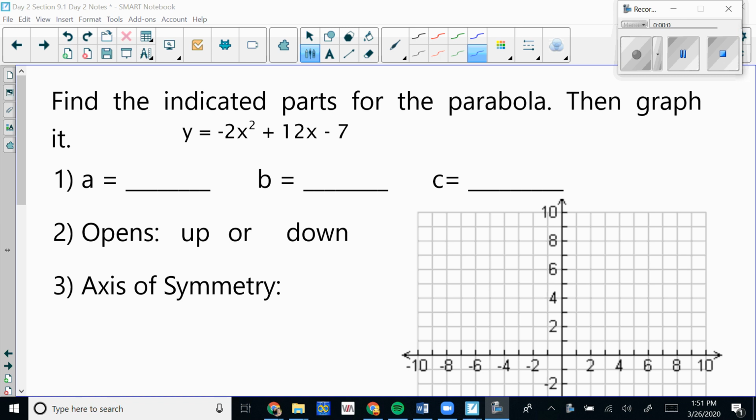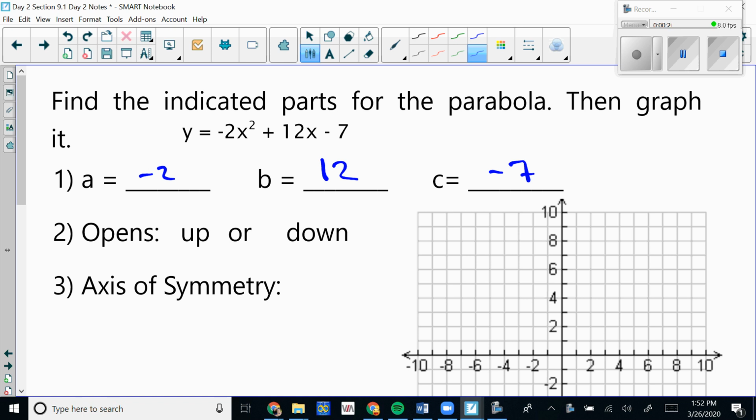Here's another problem from the 9.1 Day 2 notes. It's asking us to find the different parts of this quadratic. So first off, our A is going to be -2, our B is 12, and our C is -7.